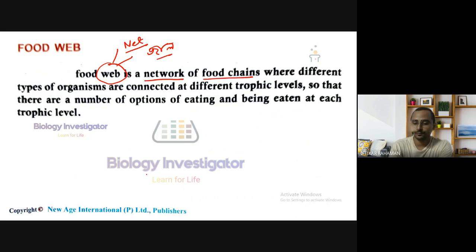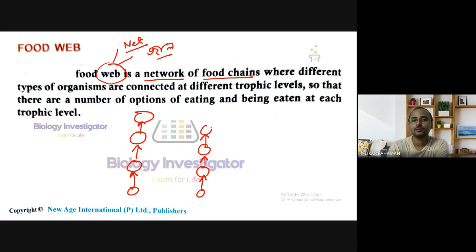So for example, this is one food chain. You can easily understand that one component is eating another component. For example, this is a food chain, and this is another food chain. This is another food chain, right? Please understand carefully. This is food chain number 1. This is food chain number 2.